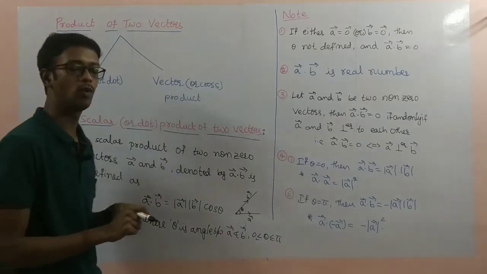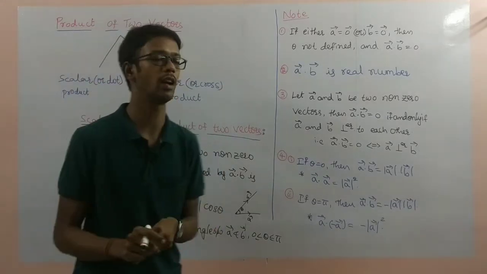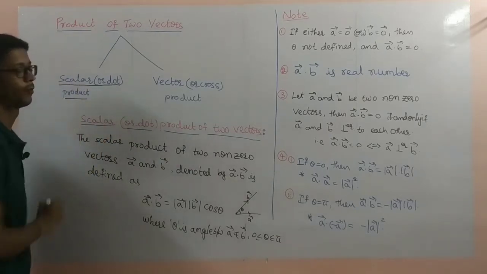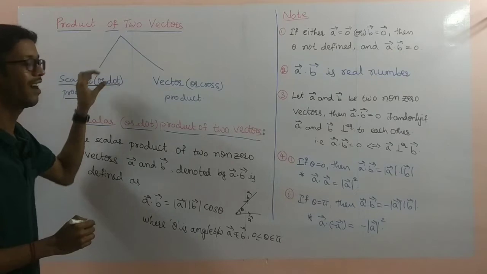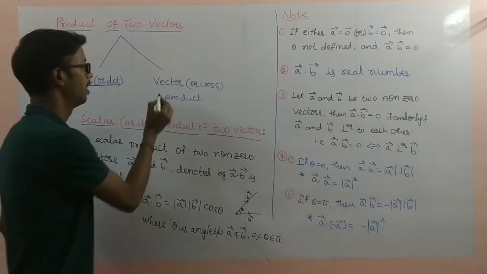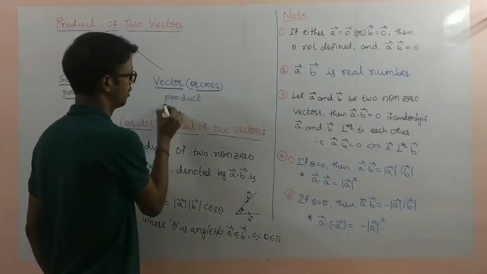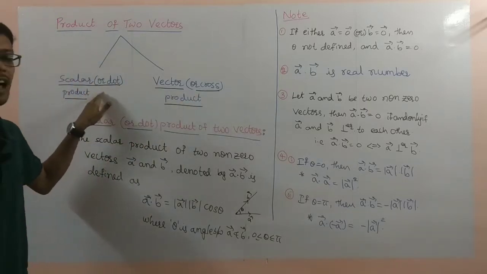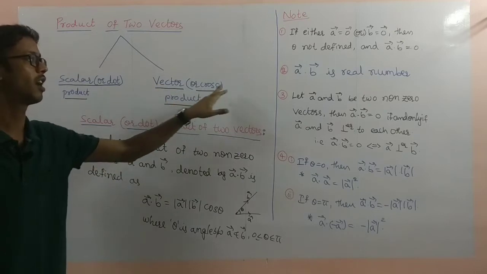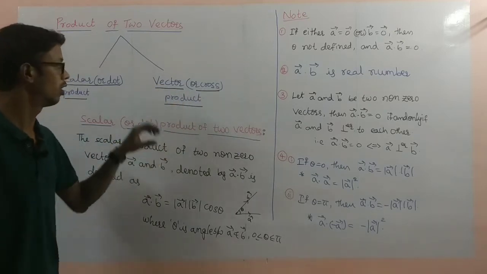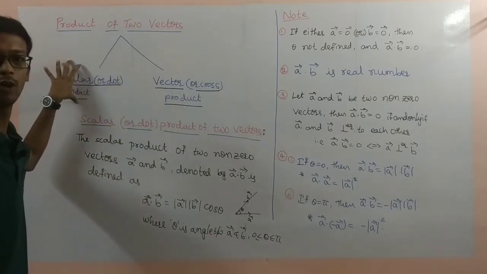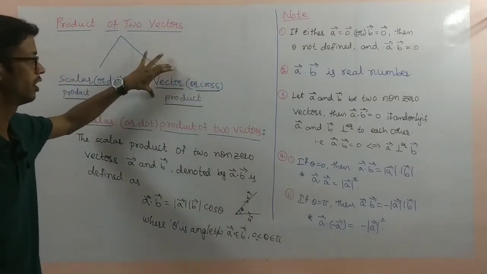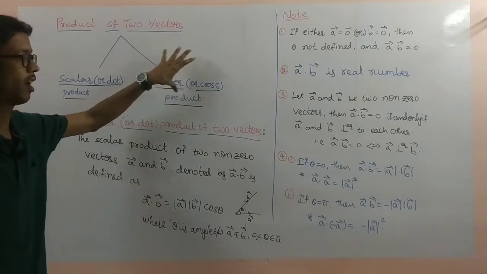The product of two vectors has two types. First is the scalar product or dot product, and second is the vector product or cross product. First we will learn about the scalar or dot product. After these exercises we will continue with the vector product or cross product.